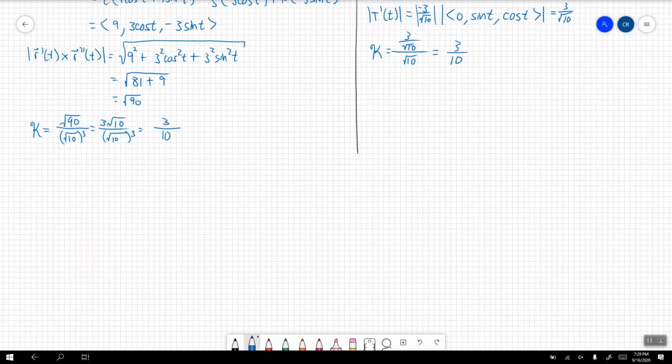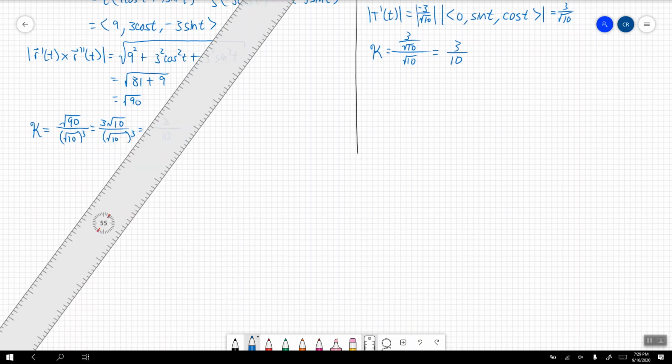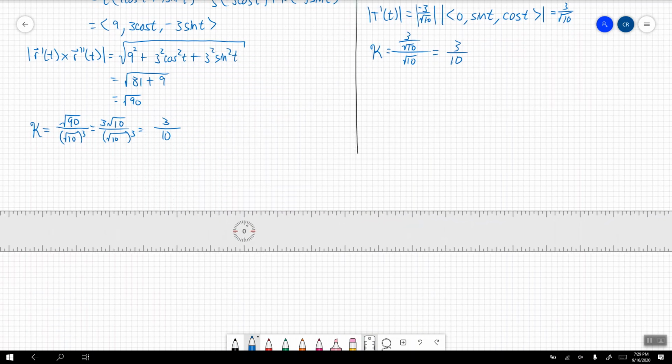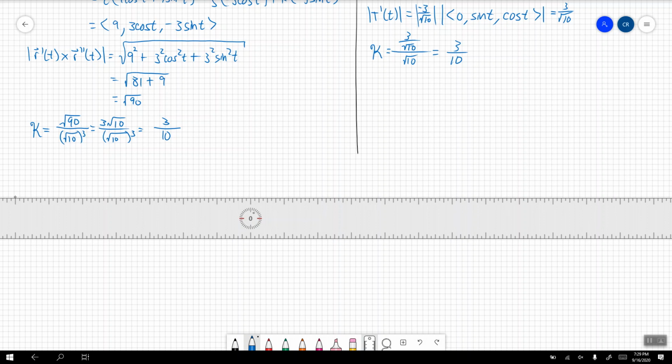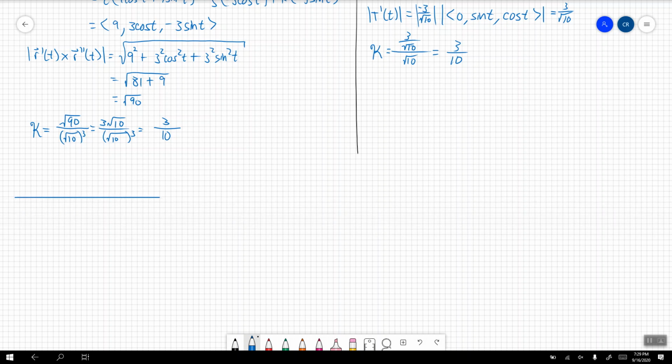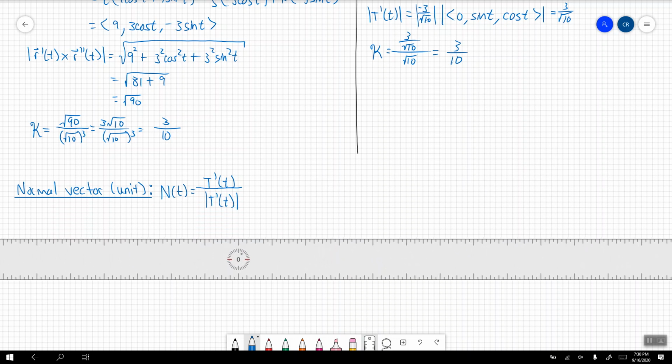So let's look at different items now. I will also be working with a normal vector. I will label it as normal vector, and I'm going to name it a unit normal vector. The reason it's going to be a unit normal vector is because this is going to be based off of the unit tangent vector, taking its derivative and then dividing by its magnitude. So that is my unit normal vector.